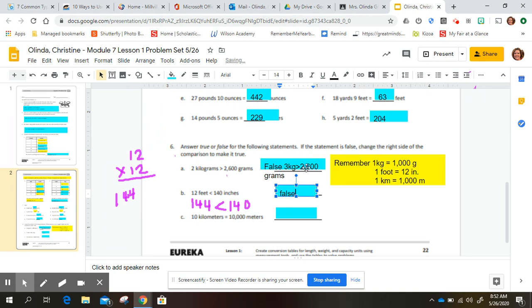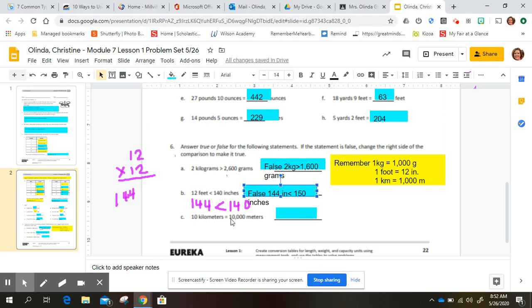And I just realized that I changed the wrong side of this one. It says change the right side. Let's go back here. And I'll say 2 kilograms is greater than 1,600 grams. And then false, we need to change this one. So I would say 144 inches is less than 150 inches. And I'll just pull this here.